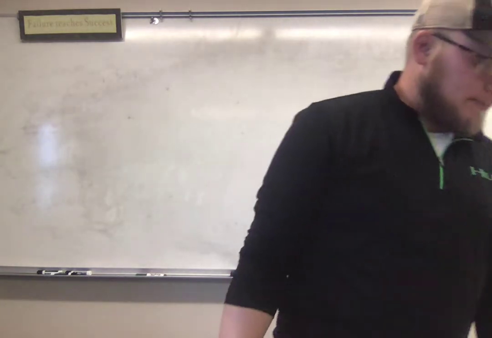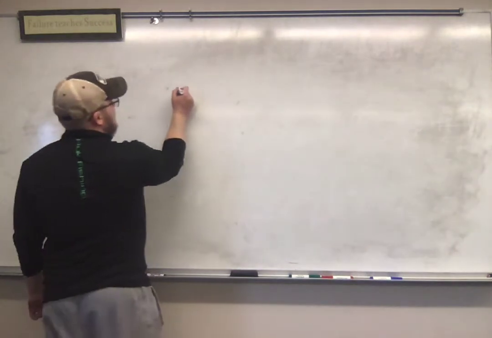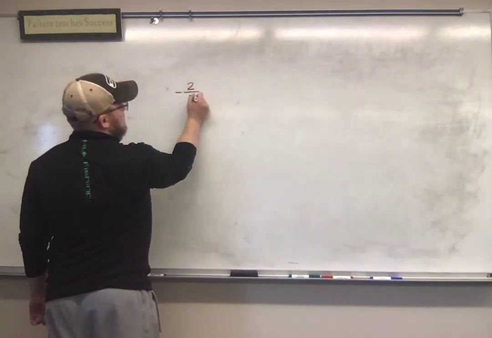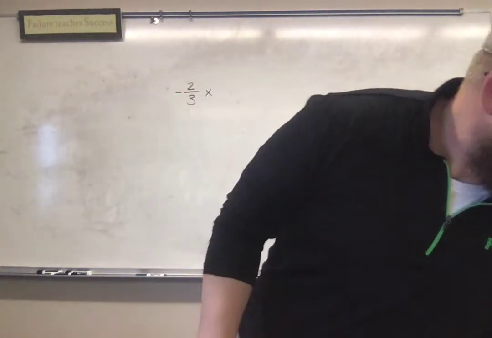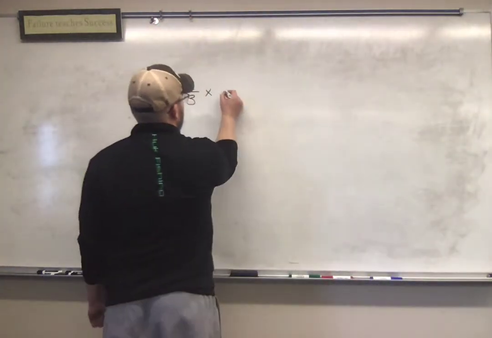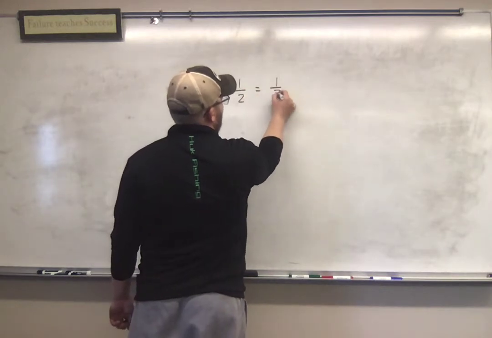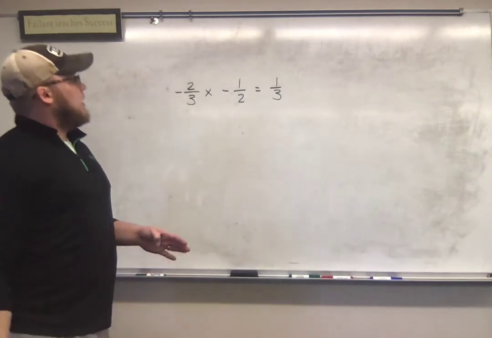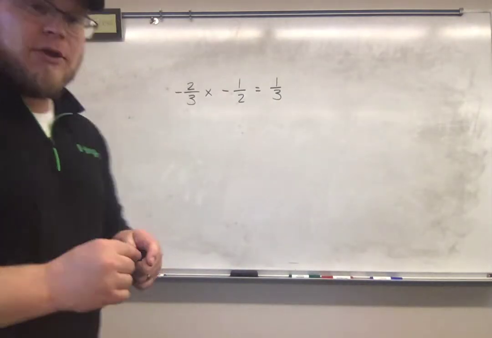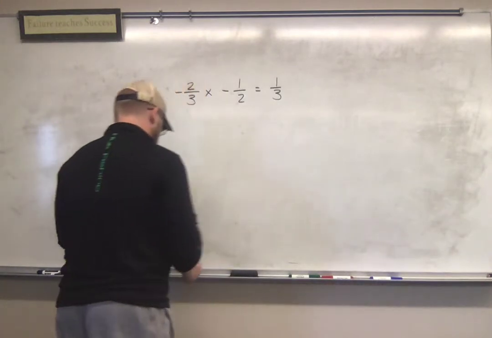It says negative 2/3 x, and then I think it said minus. Yep, minus 1/2 equals 1/3. Okay. Now, you do the same thing. Okay. We need to get these two numbers on the left side.